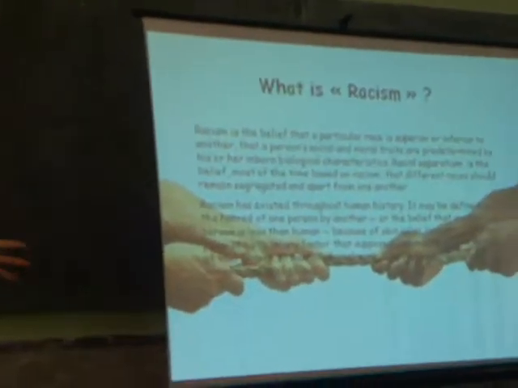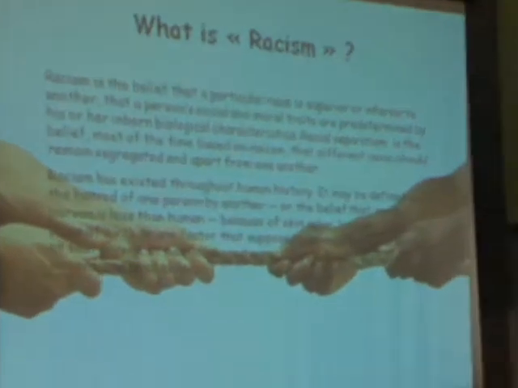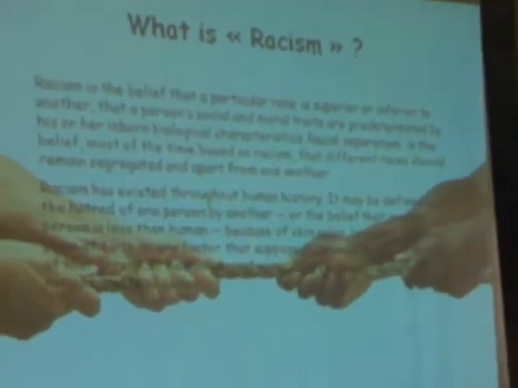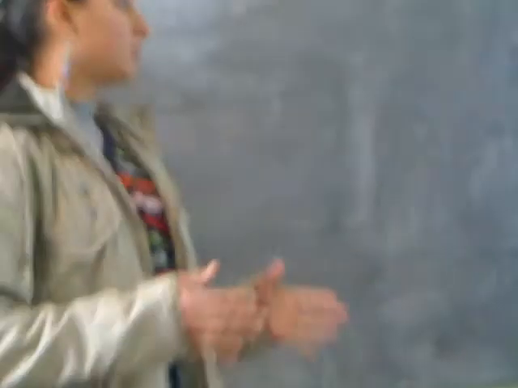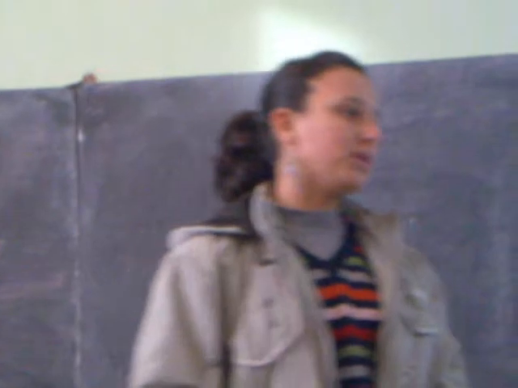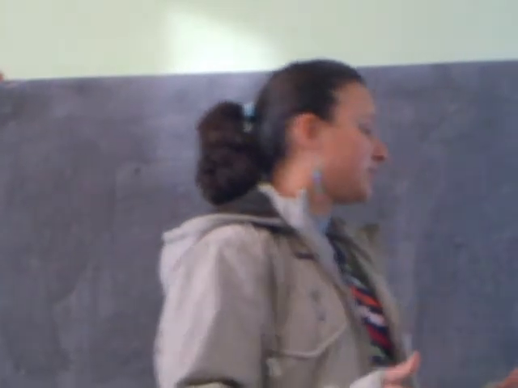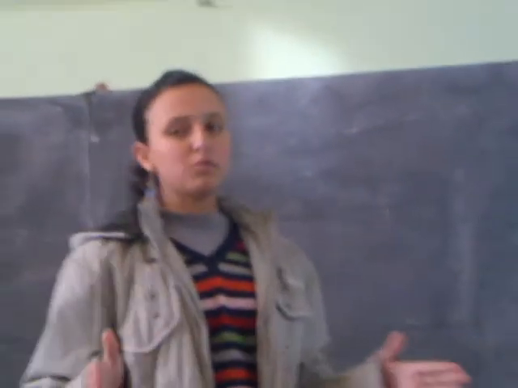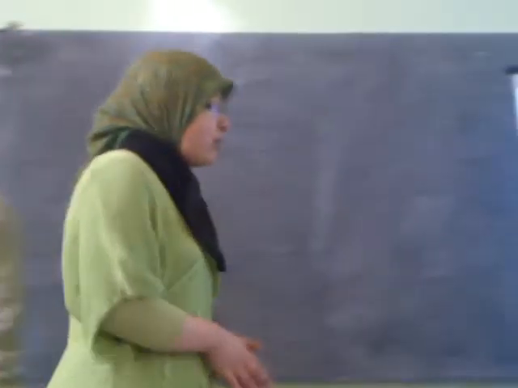What is racism? Racism is the belief that a particular race is superior or inferior to another, that a person's social and moral traits are predetermined by his or her inborn biological characteristics. Racial separatism is the belief, most of the time based on racism, that different races should remain apart from one another. Racism has existed throughout history.